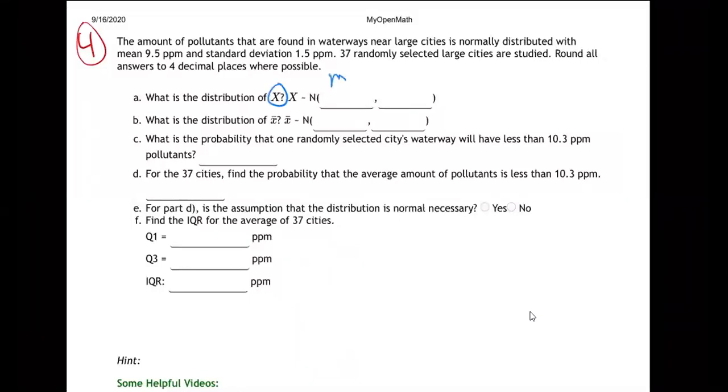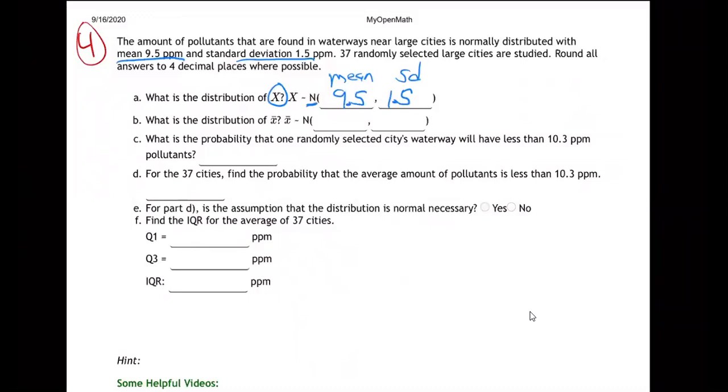So that's just going to be N, with the mean. This N that they put right here means normally distributed with a middle that's 9.5. So it's a bell curve, in other words, whose middle is 9.5 and whose standard deviation is 1.5. In other words, that's the average distance from the middle. That's what standard deviation means.